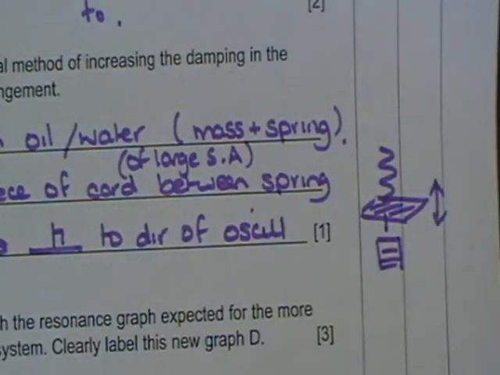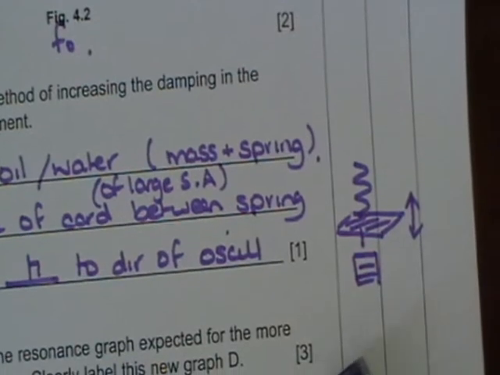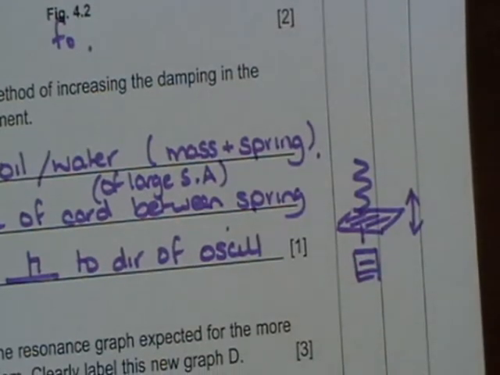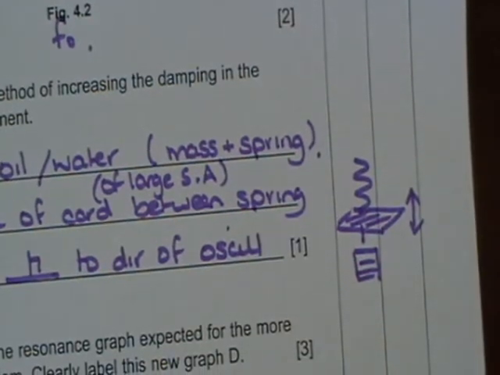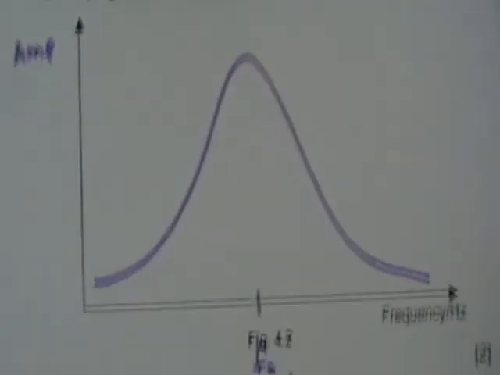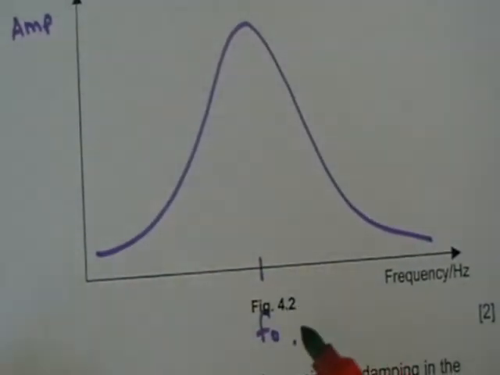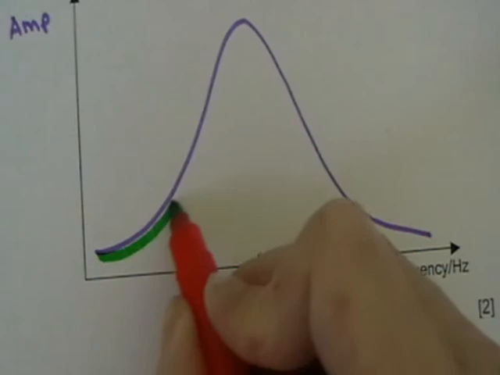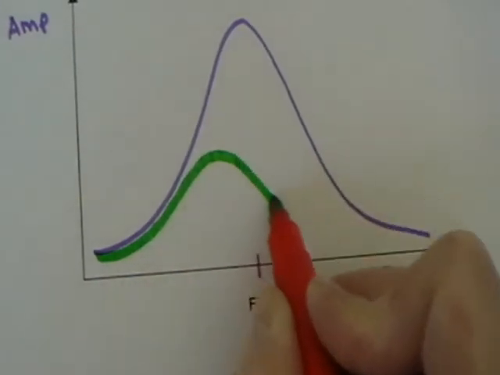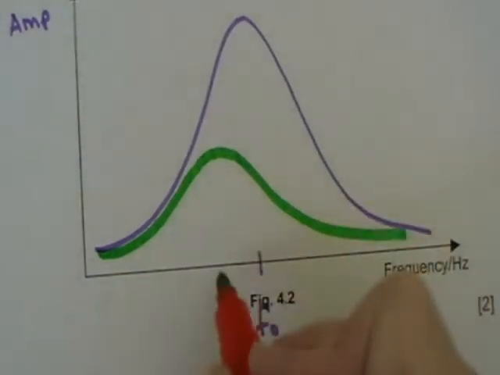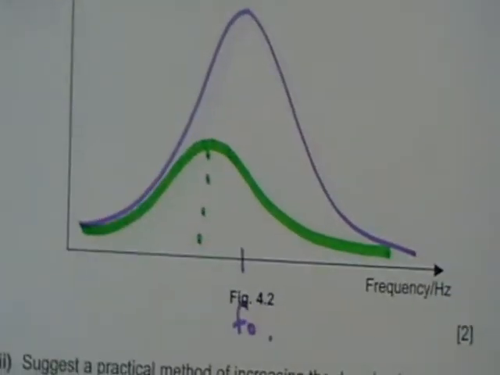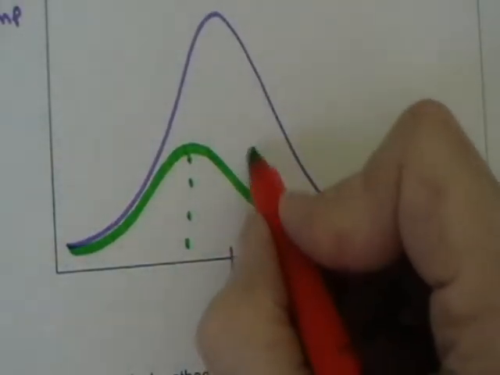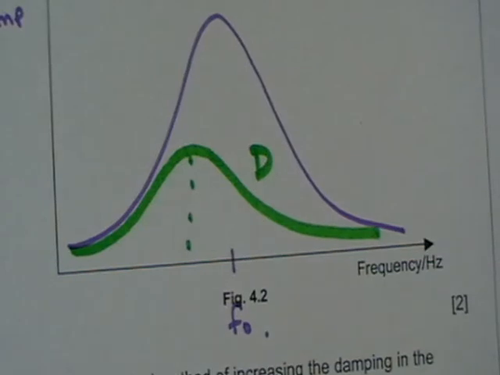On figure 4.2, sketch the resonance graph expected for a more heavily damped system. Clearly label this graph D. Now, this is where I was saying that in later years they had started to suggest that the peak of the graph should move a bit to the left, and this is what we would always have said in the books. It's moved to the left and it's a much wider response. So there's your peak there now. And you have to label it D. And in places, if you don't label it, you lose a mark.